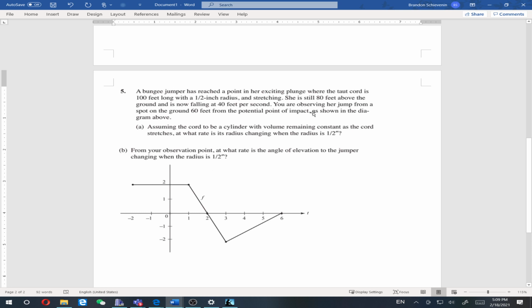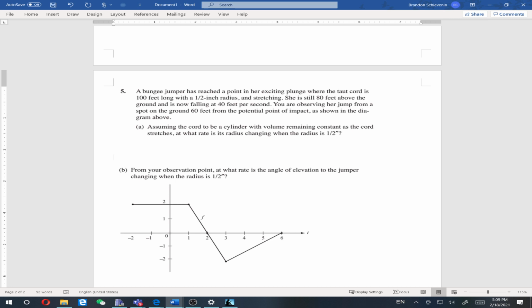I guess we'll do this in 2 parts since this is already split. So for the first part, we have a bungee jumper that reaches a point in their jump where the cord is 100 feet long with a 1/2 inch radius and stretching. She's still 80 feet above the ground and falling at 40 feet per second. You observe her jump from a spot on the ground 60 feet from the potential point of impact as shown in the diagram.